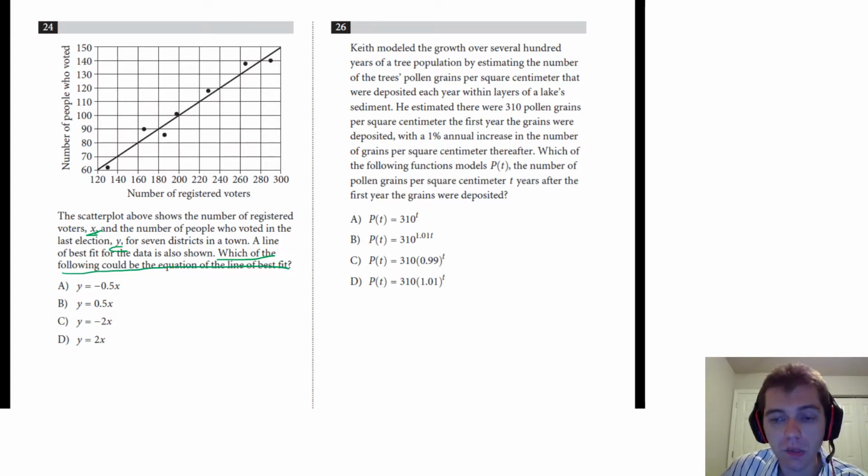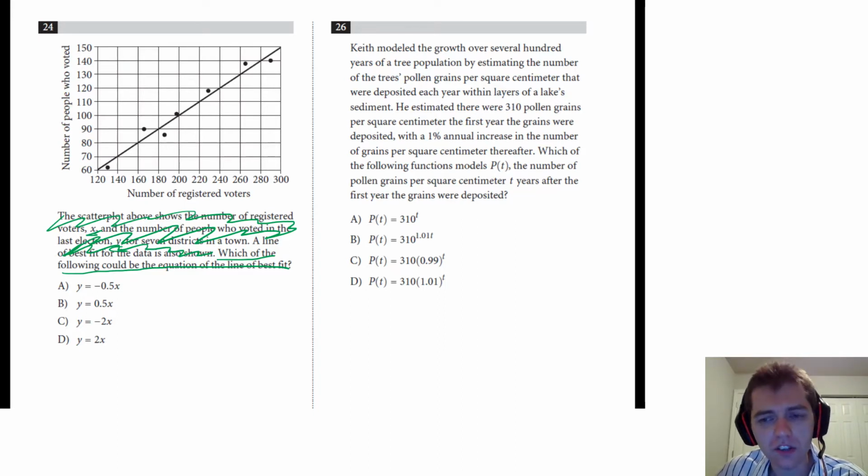This is a pretty perfect example of the SAT giving you all sorts of information you don't need. You don't need really any of this first information until this last sentence. They could have just given you which of the following could be the equation of the line of best fit. So that's why I always say, always concentrate on the last sentence in the problem. What are they really asking for? It doesn't matter what this graph was for. Okay, that's a little bit of a tangent. Back to the problem at hand.